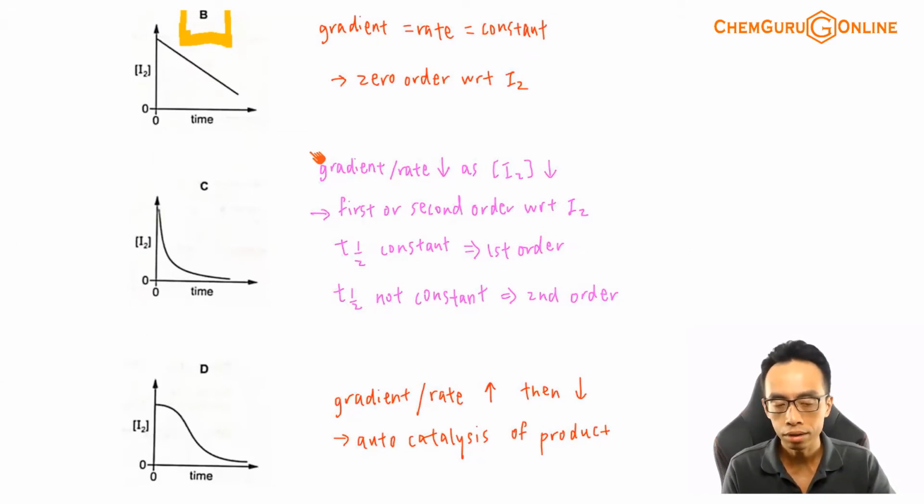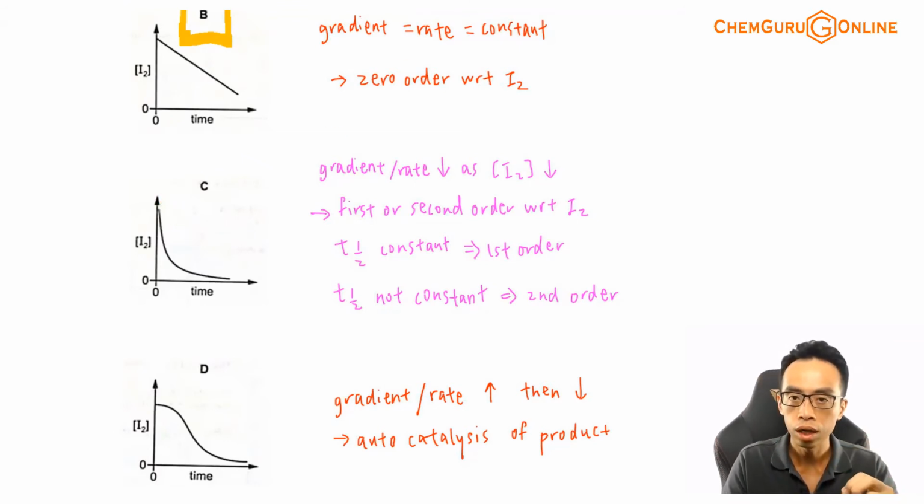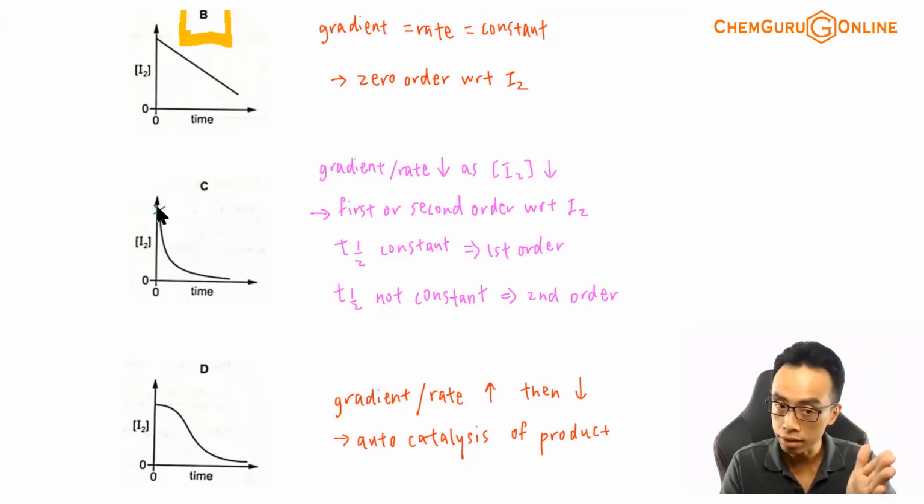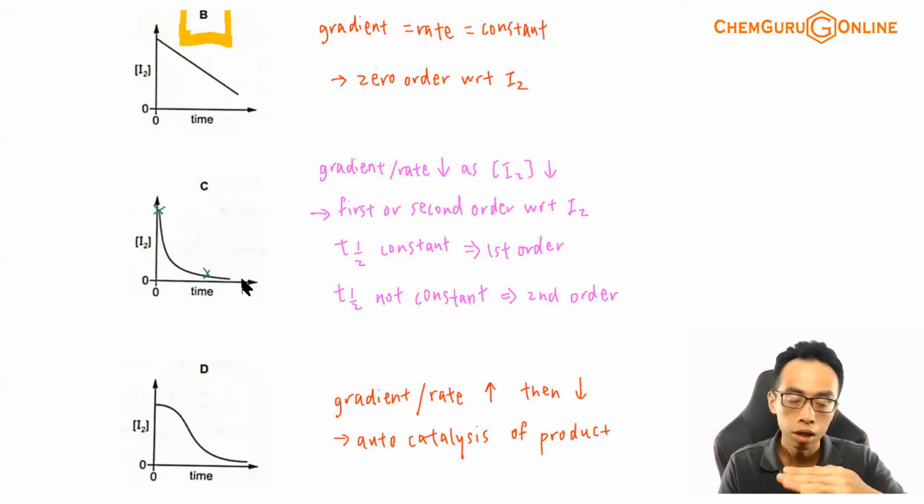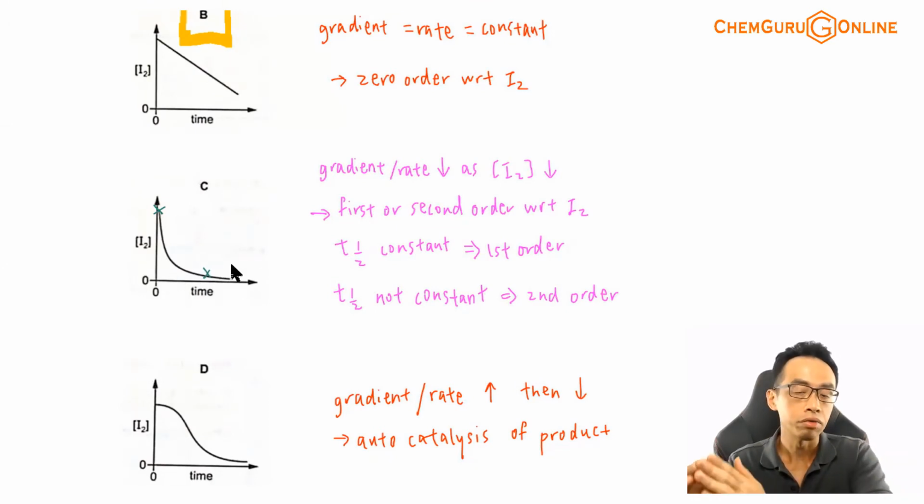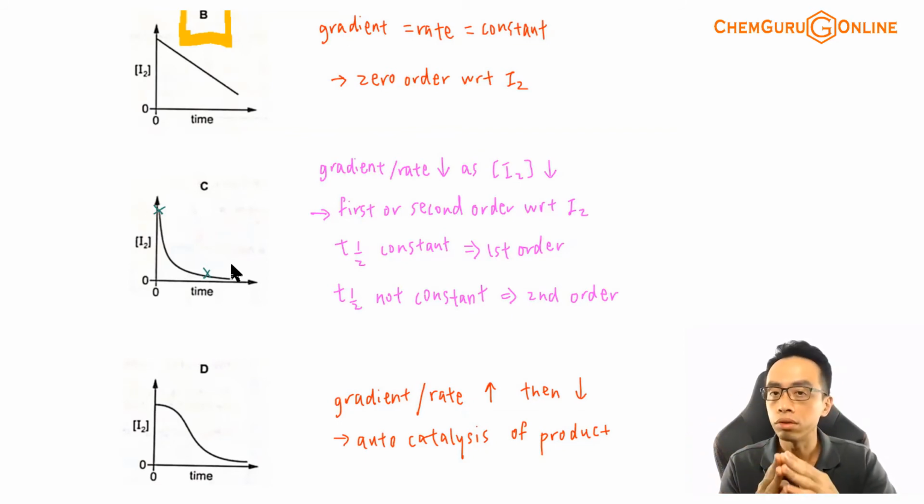Now, how about C? C, you notice this is a more typical curve. At the beginning, when you have a very high concentration of I2, the gradient is very steep, which tells me that the rate of the reaction is very fast. As the reaction proceeds, you notice towards the tail part of the reaction, when the concentration of my I2 is lower, the gradient becomes more gentle. So at the beginning, the rate of the reaction is very fast. Progressively, when the amount of your I2 decreases, the rate of the reaction gets slower and slower.